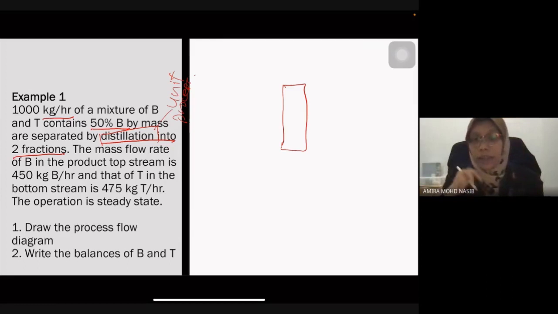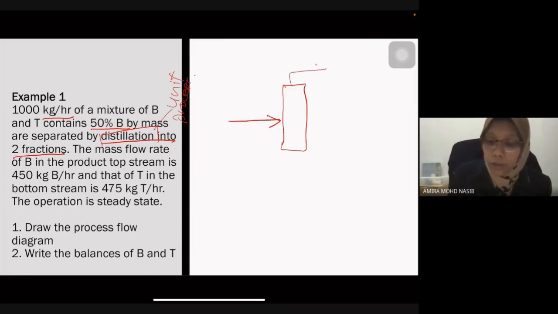So basically you have to remember, in a distillation process, we have one input and two outputs: one at the top of the distillation column and another at the bottom of the distillation column. The input is 1000 kilogram per hour.